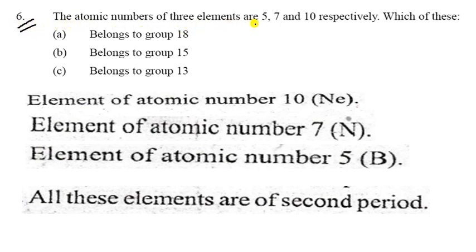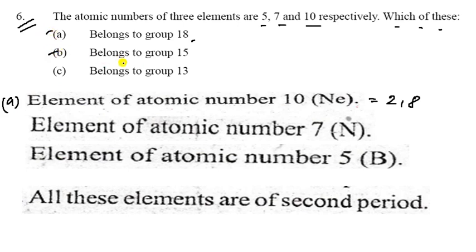This was in the question: the atomic numbers of the three elements are 5, 7 and 10 respectively. Which of these belong to group 18? First one is, the element of atomic number 10 belongs to group 18. So this one is your first answer. You have to write A here because the electronic configuration is 2 and 8, so its octet is complete. So it is an inert gas element.